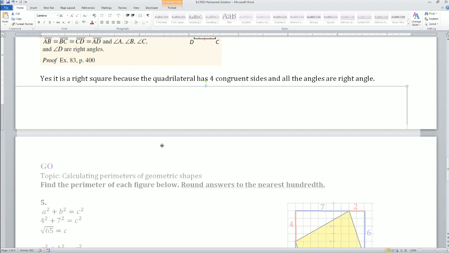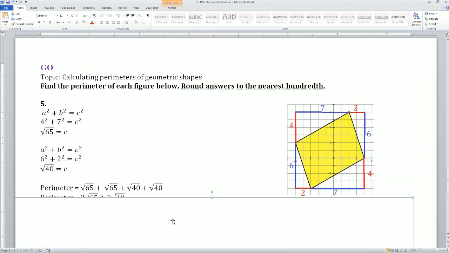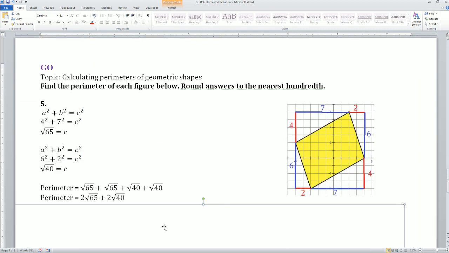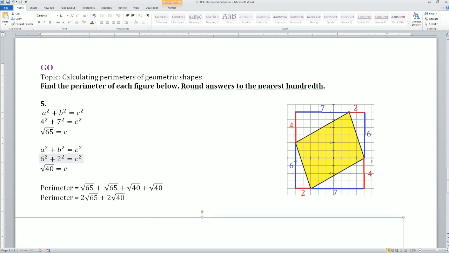Next, here's the Go part. So it asks you to find the perimeter. The perimeter is all the sides added up together, but I have to find each individual side. So I did the first calculation, 4 and 7. It's right here. I got the distance from 4 and 7, which is this right here, would be square root 65. That means this is also square root 65 because you see how the legs here are 4, 7.